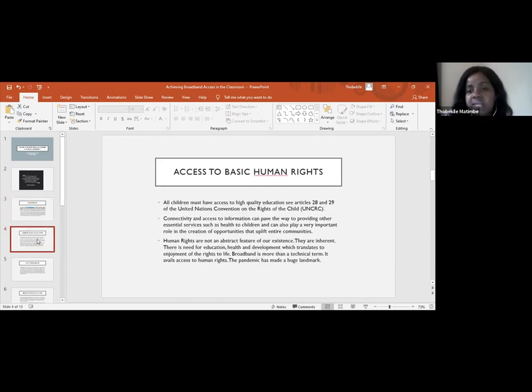But why are we saying we want access to the internet, broadband, to be able to achieve quality education within the classroom? It stems basically from the basic human rights issues that we can actually highlight.